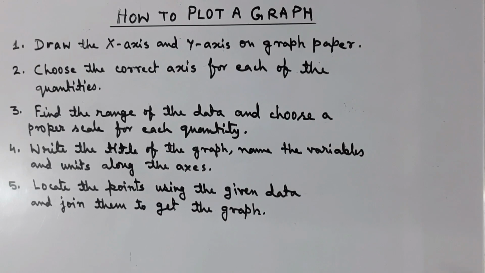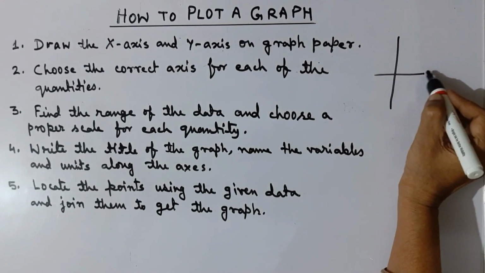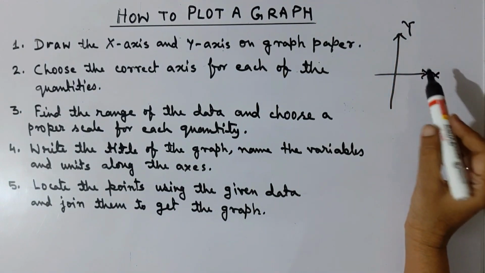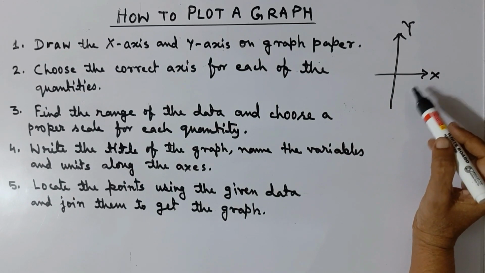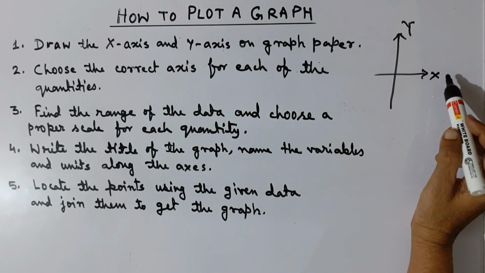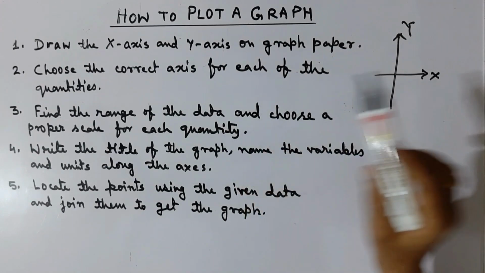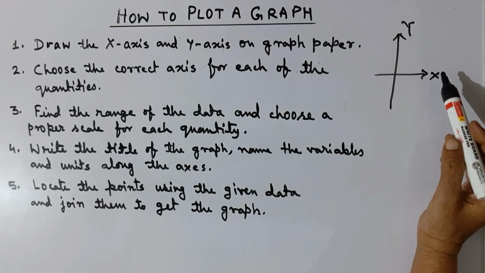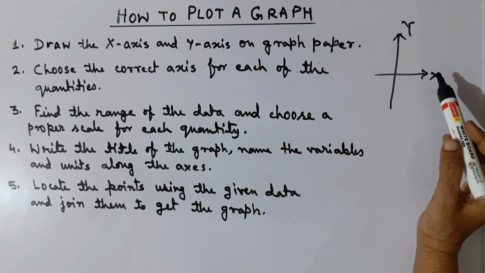First of all, we draw the x-axis and y-axis on graph paper. Then we choose the correct axis for each of the quantities. We have to decide which quantity is to be plotted along x-axis and which one along the y-axis. Then we find the range of the data and choose a proper scale for each quantity. By range of the data, we mean the difference between the minimum value and the maximum value of a physical quantity.